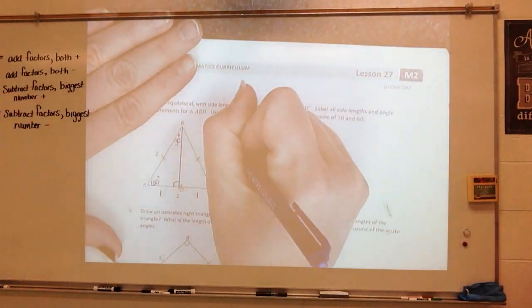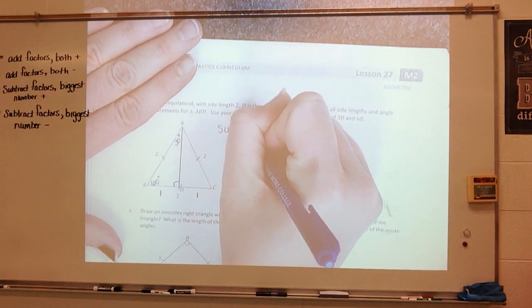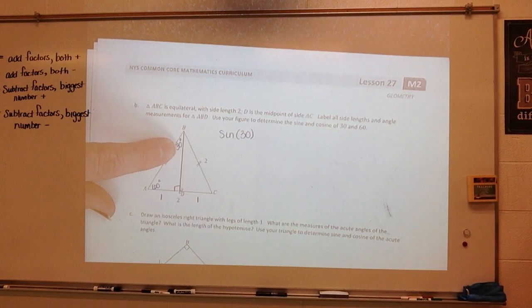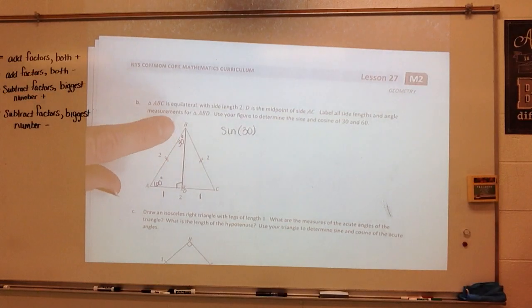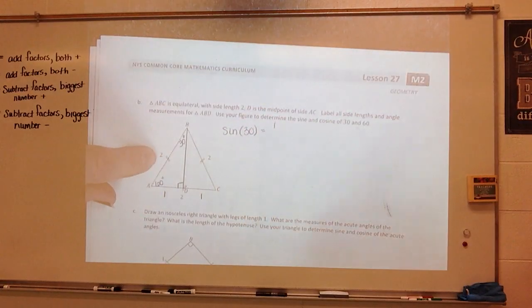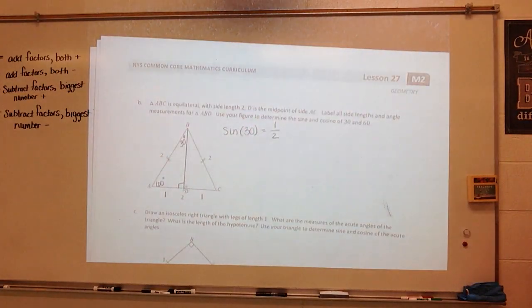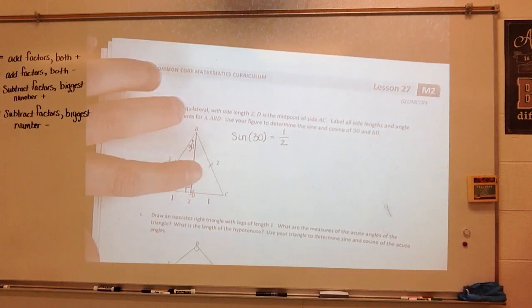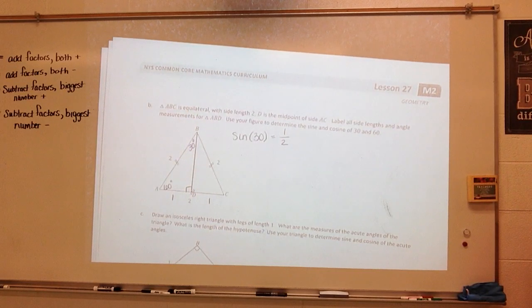So, the sine of my 30-degree angle, sine is opposite. So, opposite, which is 1, over my hypotenuse, which is 2. Sorry, we have to take a step back for just a second. And we've got to figure out the measure of this third side of my triangle before I can actually get into the sine and the cosine of my angles.